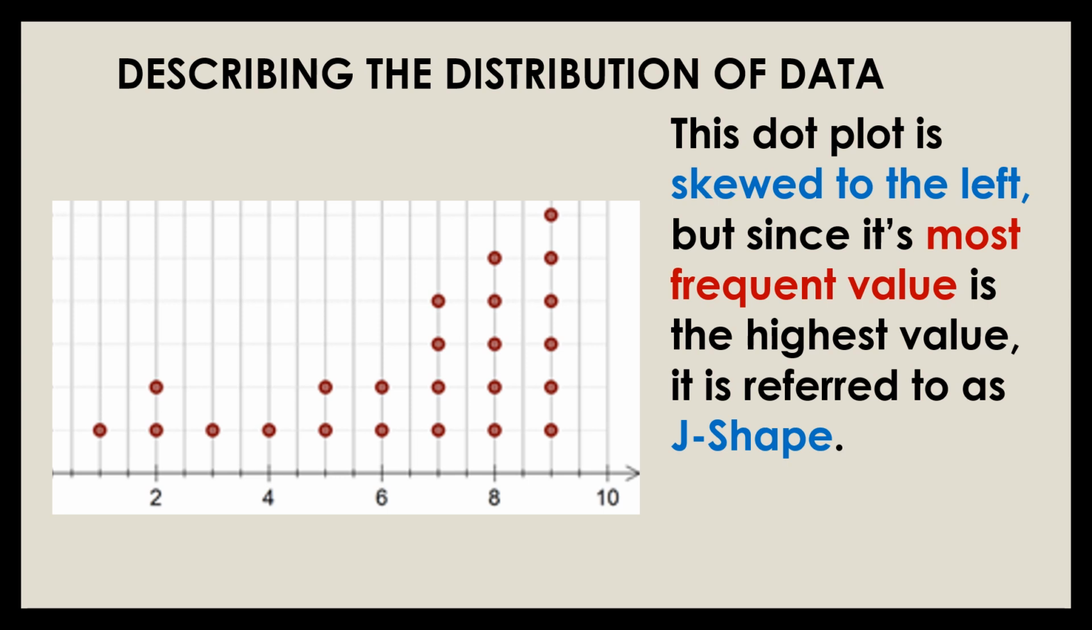This one is very similar to the last one. I just chopped off a little bit because that makes it a slightly different shape. The values still taper off to the left, so it's skewed to the left, but since its most frequent value is the highest value, farthest to the right, this is referred to as J shape.